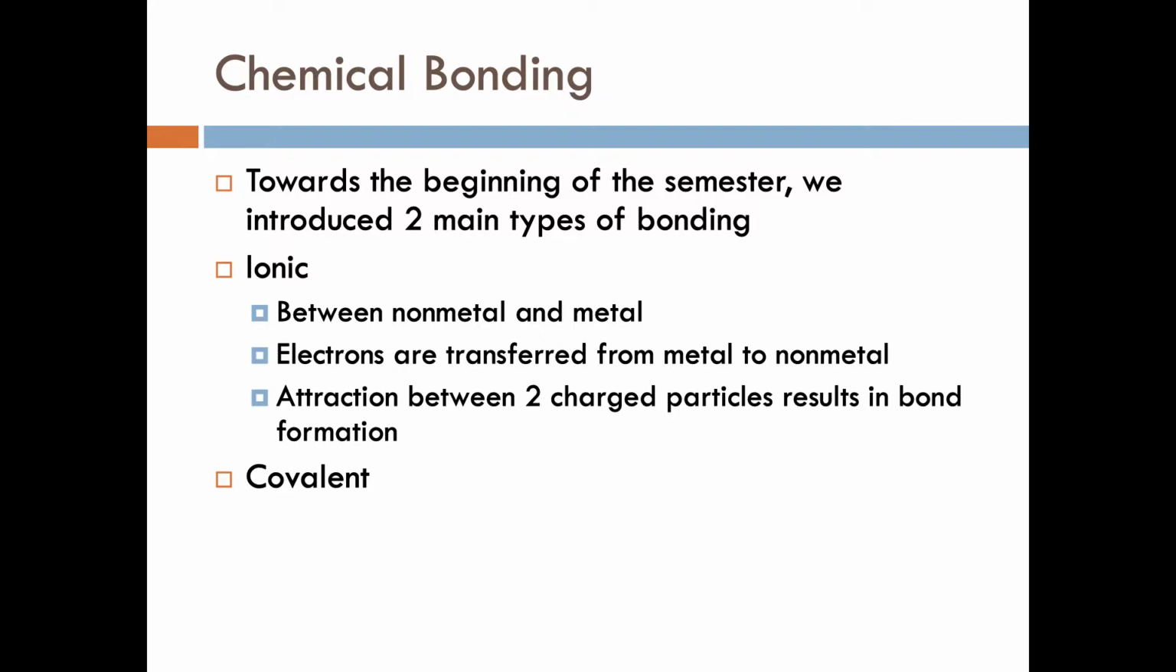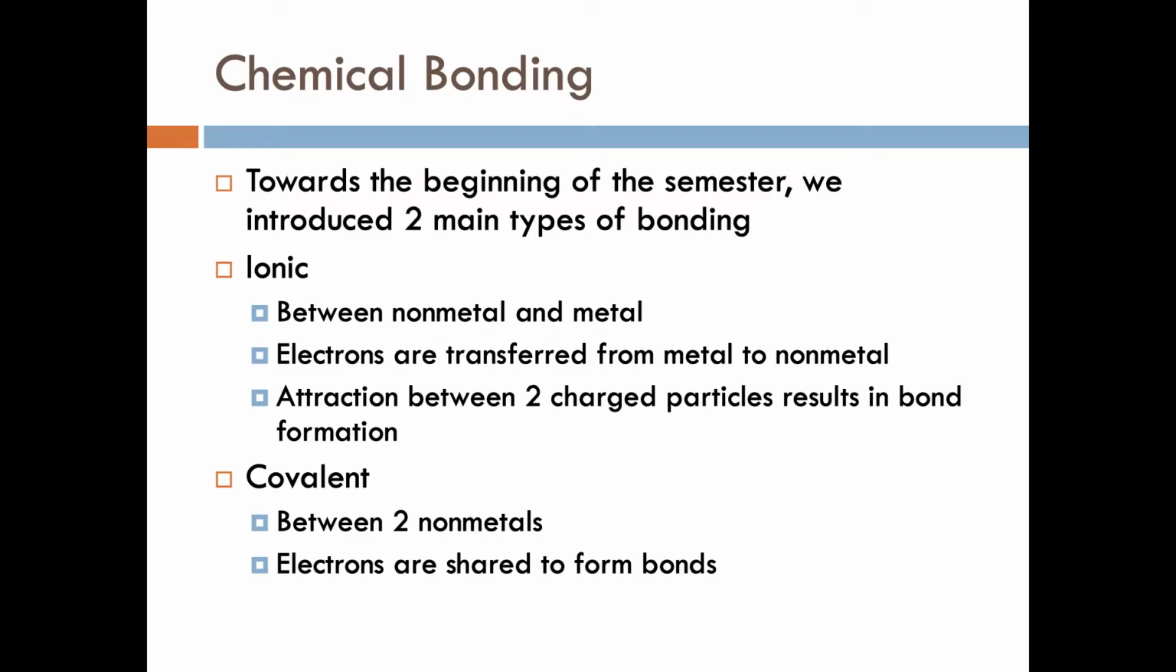In covalent bonding, one of your biggest differences is that it's usually going to be between two nonmetals. At least for right now, it's the only type of covalent bonding we've talked about. And electrons in covalent bonding are generally going to be shared, so they're not going to be completely transferred from one element to another.